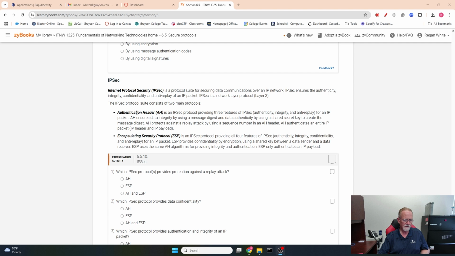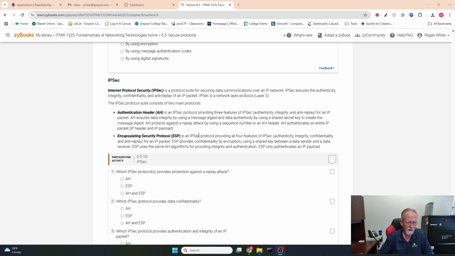Two main protocols, authentication header and the encapsulating security protocol. So the authentication header provides 3 features of IPsec: authenticity, integrity, and anti-replay. For an IP packet, it ensures data integrity by using message digests, and data authenticity by using a shared secret key. It protects against a replay attack by using a sequence number in the AH header. So it authenticates an entire IP packet, and once it does that, it doesn't allow it to be replayed.